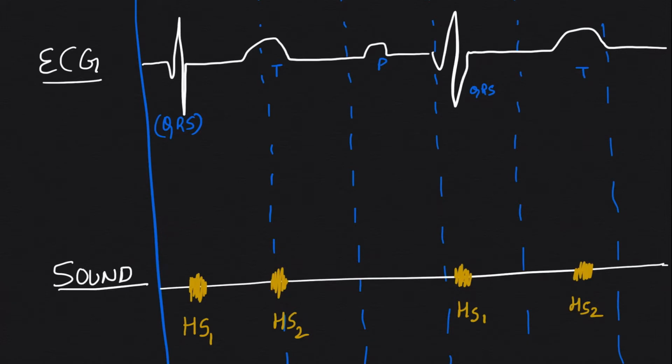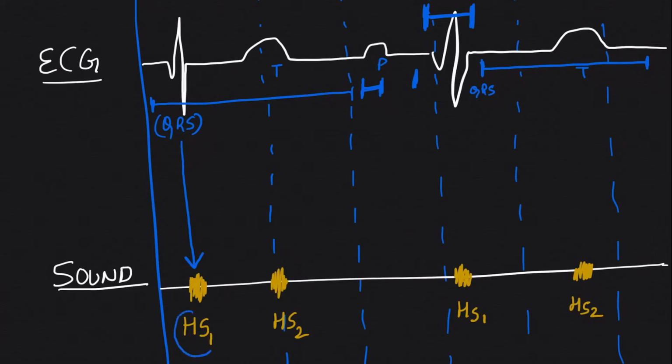We know that the ventricles contract during the QRS. So when the ventricles contract, what will happen? The pressure in the ventricle will increase, leading to closing of the AV valves. That is when we get our first heart sound. About this I've already told you in the previous video. In case you haven't seen it, kindly see that video so that you understand it further.